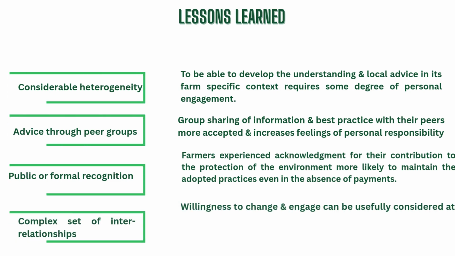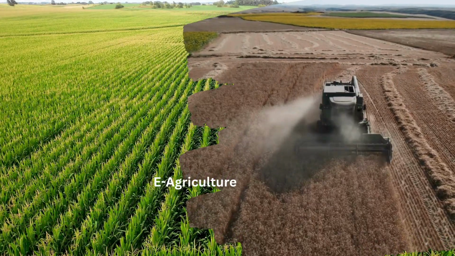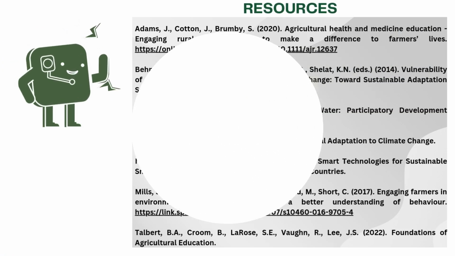A complex set of interrelated factors: willingness to change and engage can be usefully considered at 3 different levels: farm level, community level and societal level. This slide shows what e-agriculture implies.